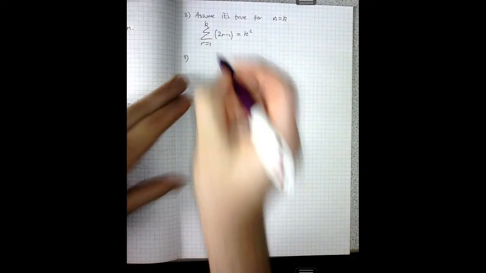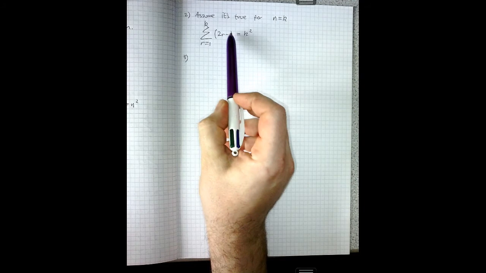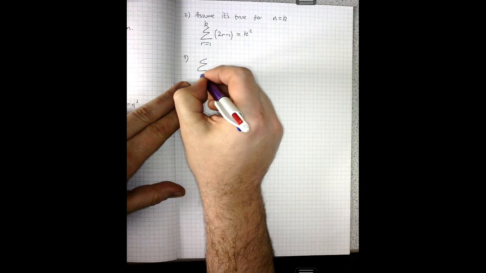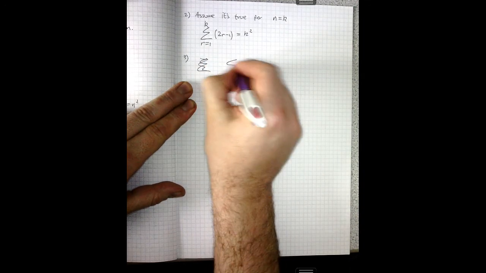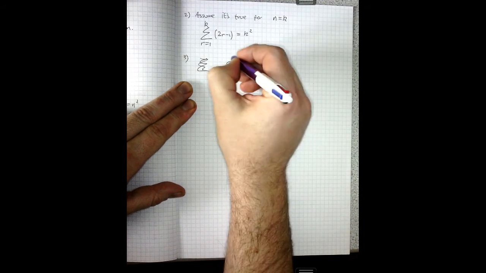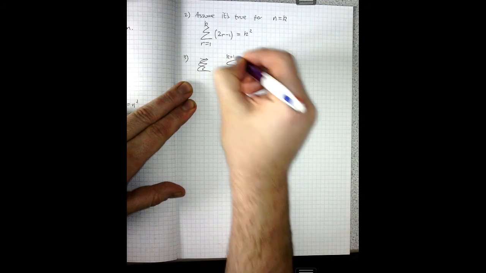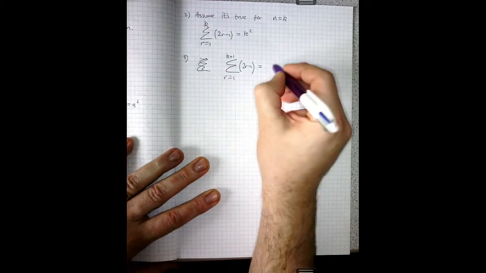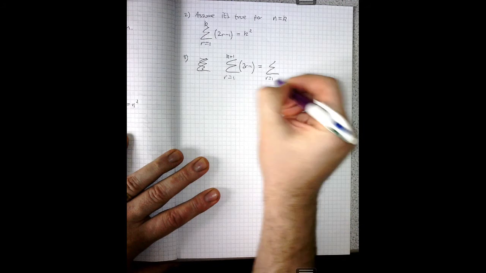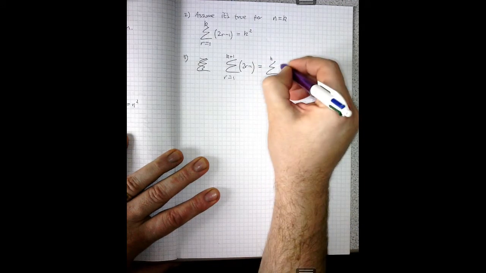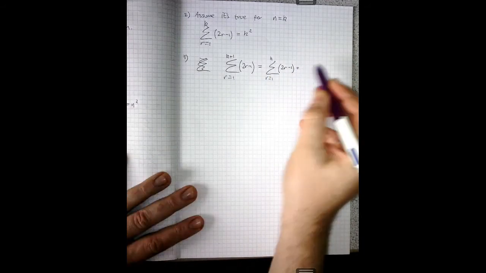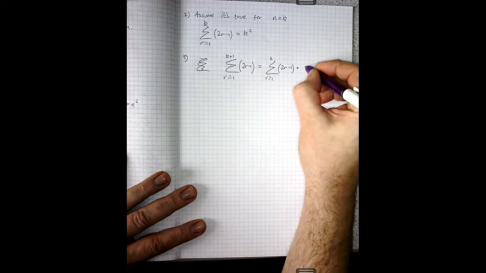Step 3 is where all your work is, and we're saying if it's true for this, then I'm going to show that it's true for k plus 1. So I write out the statement, the left hand side for k plus 1, and using what we've already talked about in the summations chapter, I know that that's actually equal to the summation from 1 to k plus the final term where I sub in k plus 1.